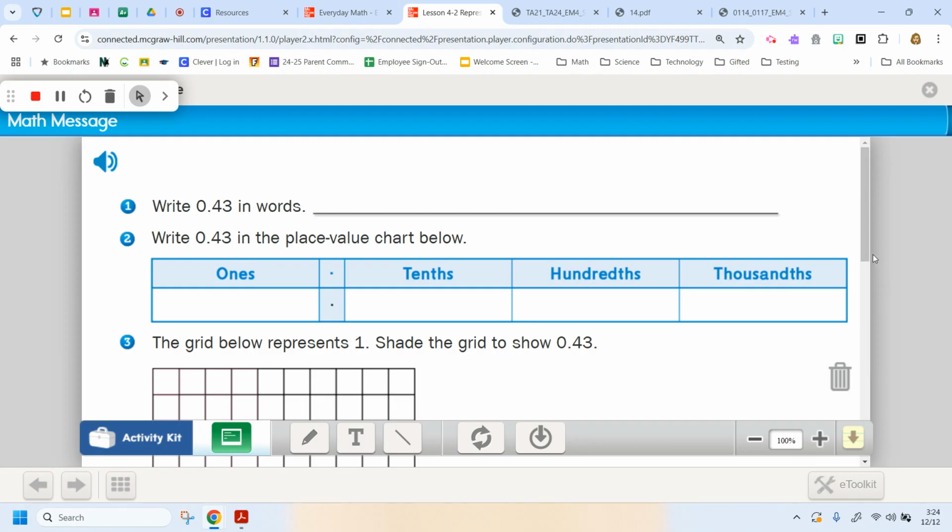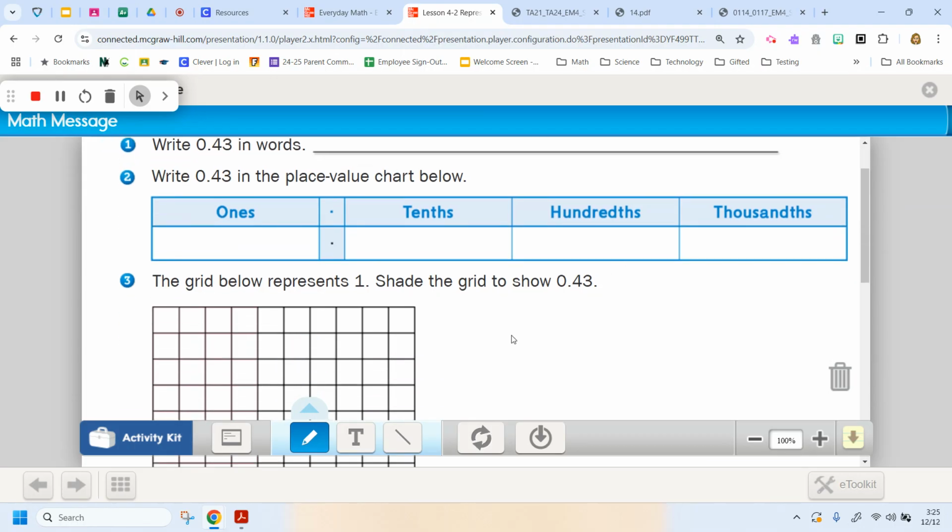So go ahead and put your thousandths grid off to the side. And I would like you to open to page 114. This is page 114. And on that page, you will see that it says math message. You are just going to do the first 3 problems. So you are going to write in words, then you are going to fill in a place value chart, and then I would like you to shade in. So this is where you are going to use your coloring supplies.